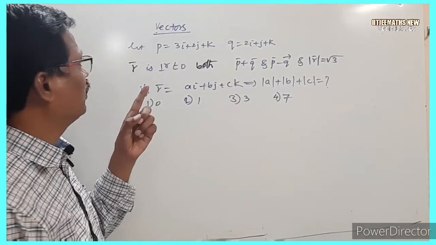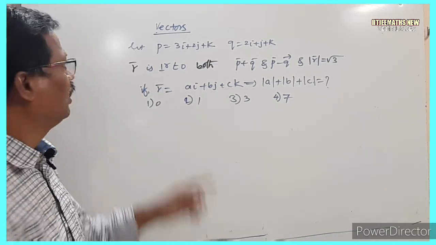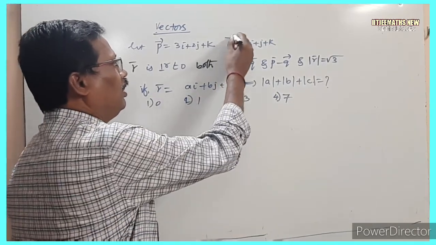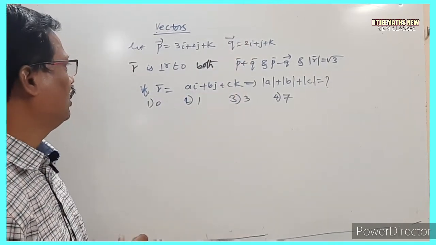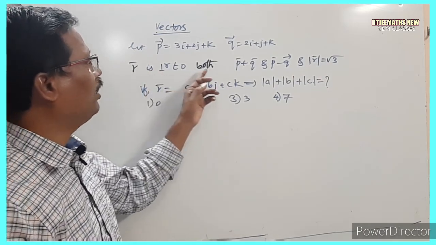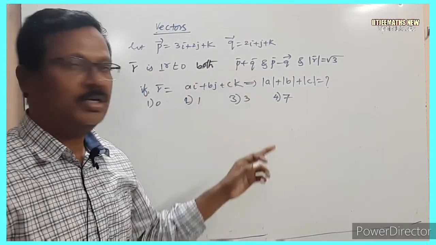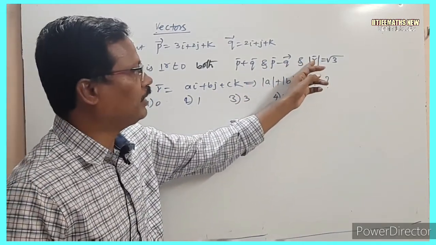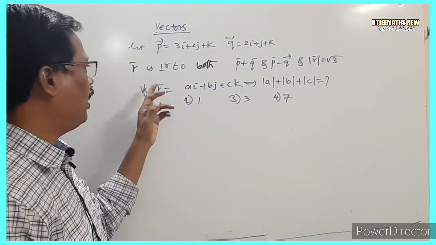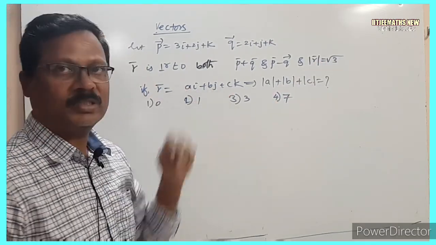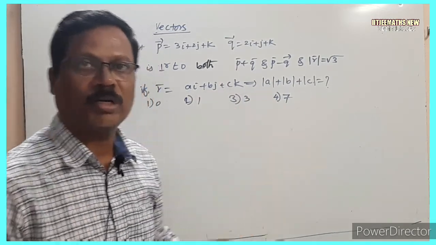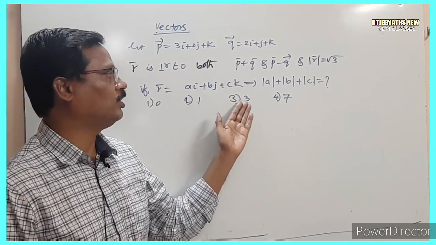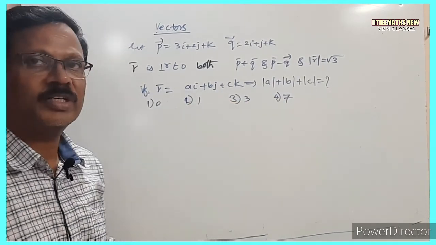See the next one. This problem belongs to vectors. Let P bar be 3i plus 2j plus k and Q bar be the vector 2i plus j plus k, and R bar is a vector perpendicular to both P bar plus Q bar and P bar minus Q bar, and the modulus of R, the length of the vector R, is root 3. If R bar is ai plus bj plus ck, then what is mod a plus mod b plus mod c? Option 1 is 0, option 2 is 1, option 3 is 3, option 4 is 7.